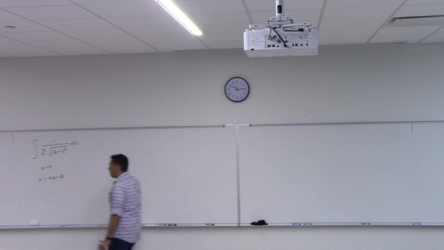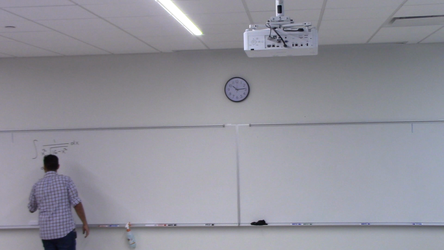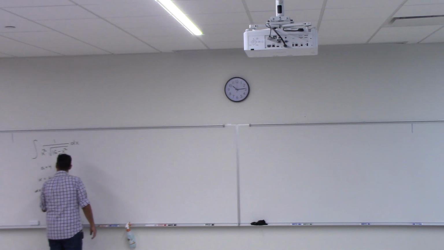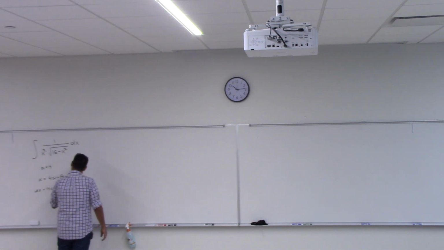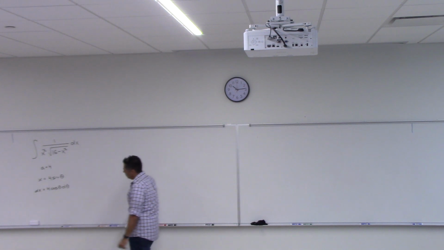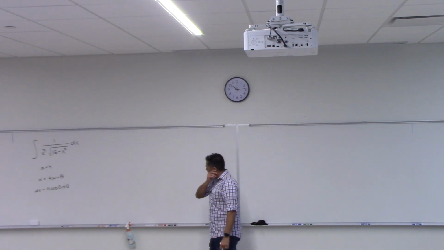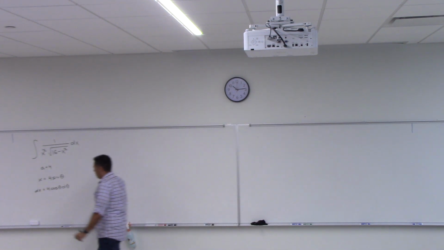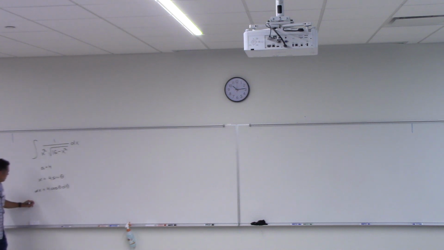Now I'm going to take the derivative on both sides. Dx would be 4 cosine theta d theta. And what would the square root of 16 minus x squared turn into for us? Let's go through this. I want us to make sure we understand what this turns into. Are y'all okay with these two, though? Any questions here? Why I did this?